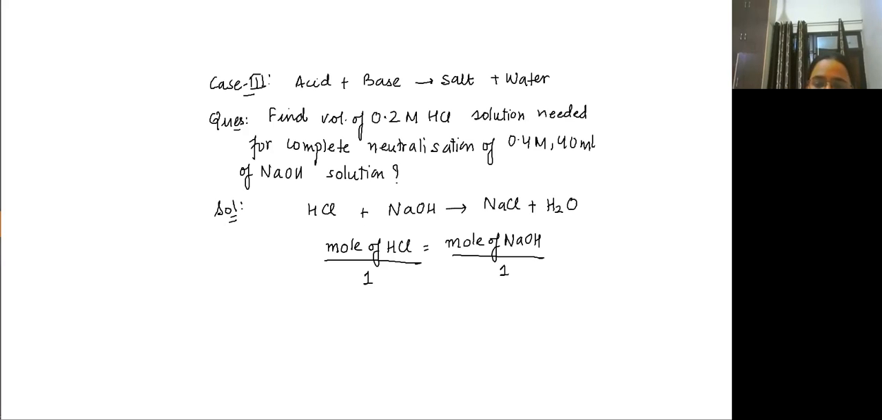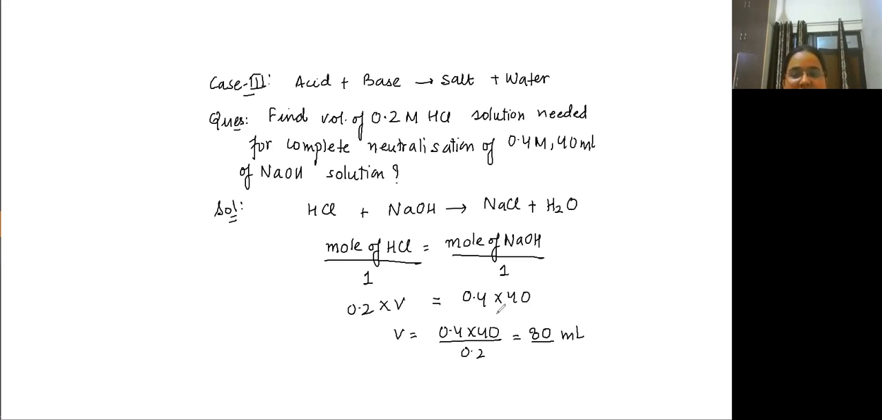So what is moles of NaOH? How will you find out moles of NaOH if molarity and volume are given? Correct, it will be 0.4 into 40, M1 into V1. And what will be moles of HCl? 0.2 into V. So volume is equal to 0.4 into 40 divided by 0.2. So volume is 80 ml.